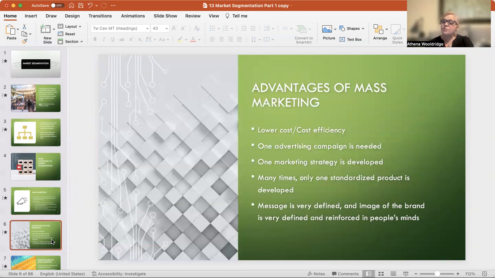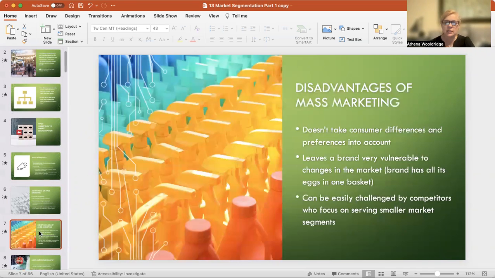So what are the advantages of mass marketing? Well, it's lower cost, right? It fits everybody. I can talk to everybody. Everybody has to use toilet paper. If I'm Charmin, one big message is fine. It's one advertising campaign, one marketing strategy, and it's a standardized product. That is what mass marketing is.